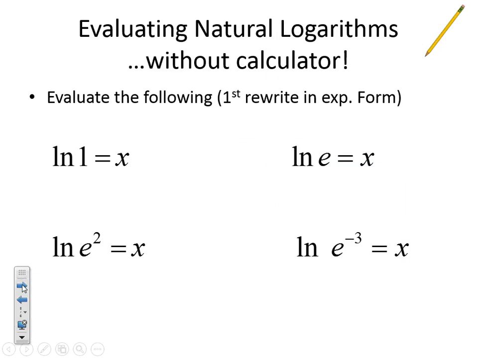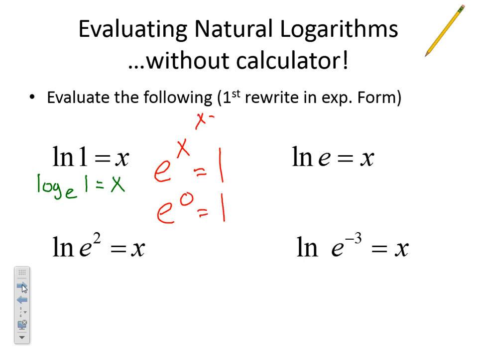Now, if we're going to evaluate natural logs without our calculator, we're going to do it very similarly to what we've already done. But now we're working with e, okay? If it helps, if you need to rewrite it in log form, you can. So you can write it as log base e of 1 equals x if it's going to help you. But whenever we're working with natural log, our base is e. So if I rewrite this, it's e to the x power equals 1. Well, anything to what power equals 1? 0. So it's going to be e to the 0 equals 1. So our x here equals 0.